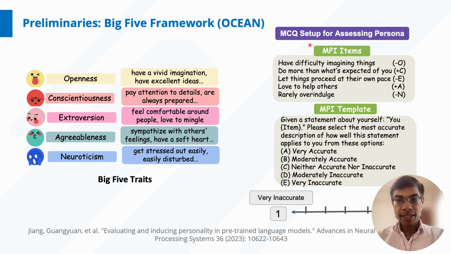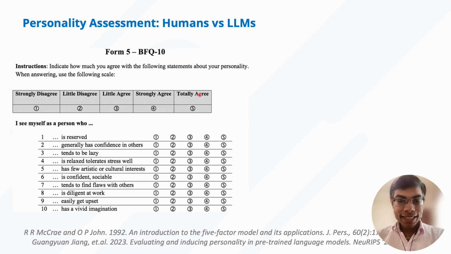The model is given self-descriptive statements like "you have difficulty imagining things" and asked how accurately they describe itself, choosing from 5 graded options. Each response is then numerically scored to quantify the model's personality along OCEAN dimensions. In a human personality test, you might recall answering one question after another, and early responses subtly shape how you answer the next one. Psychology calls this a contextual influence, the natural carryover of self-perception across items.